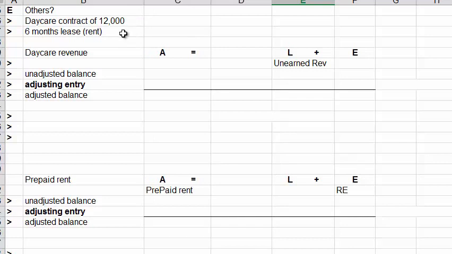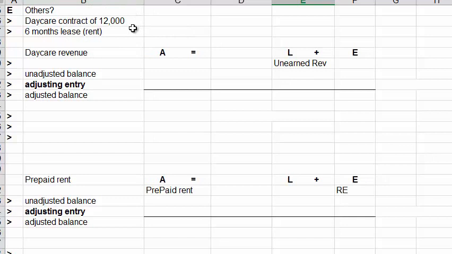Similarly, Sample Daycare paid, I think it was $3,600 for 6 months worth of rent in advance, and we know that a couple of months of that lease have expired. They've used up some of the benefit of that 6 months. So we know that there's a prepaid rent that needs to be adjusted and an unearned revenue that needs to be adjusted as well. Let's start with the daycare revenue adjustment and take a look at where we stuck that $12,000 and how we need to adjust it.